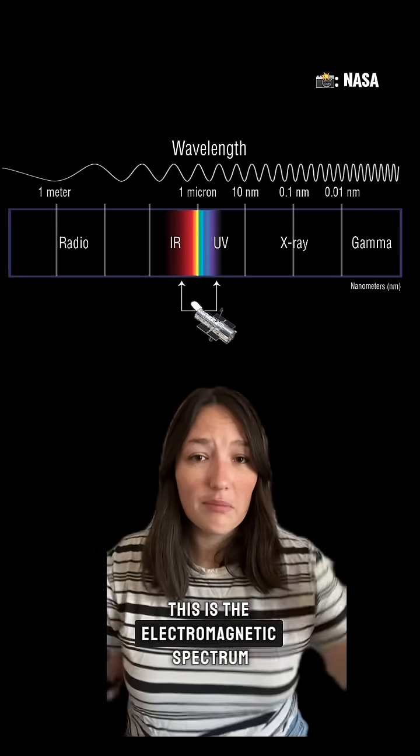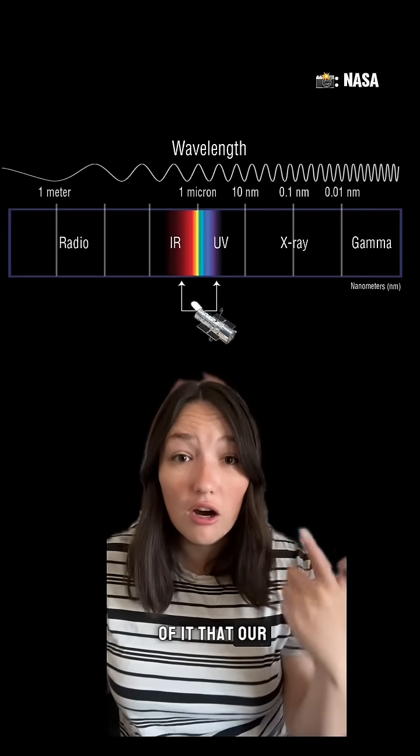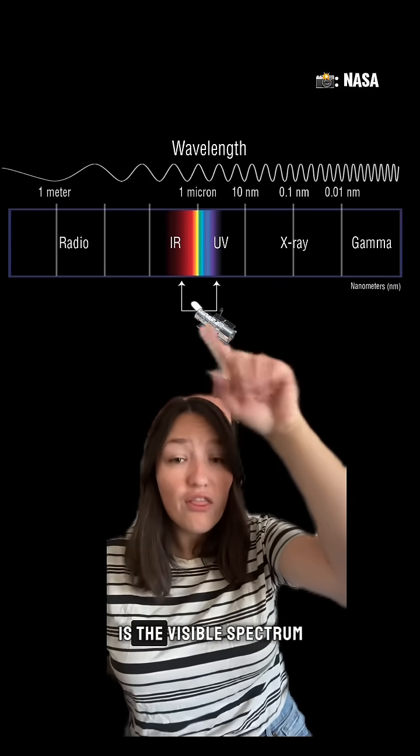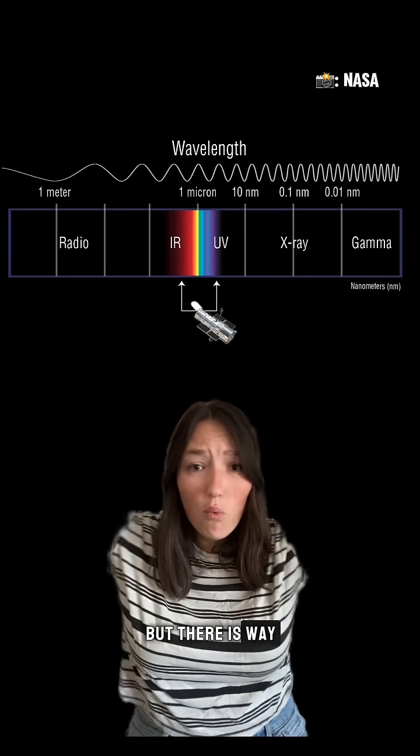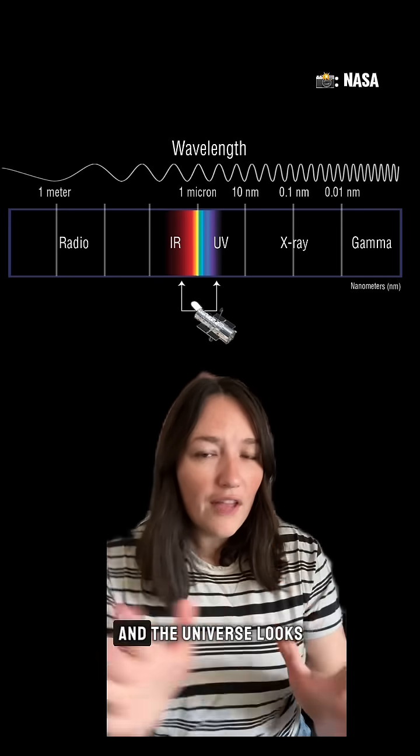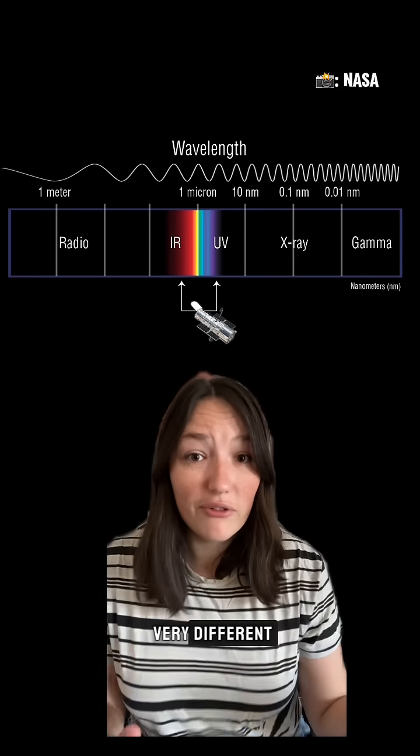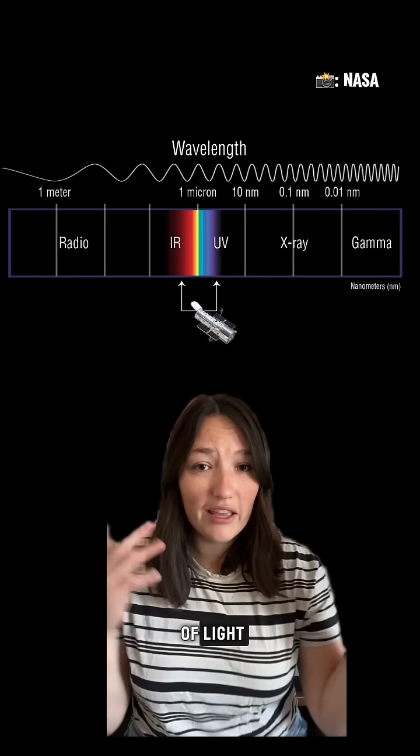This is the electromagnetic spectrum, and the little bit of it that our eyes are sensitive to is the visible spectrum, but there is way more than that out there. And the universe looks very different depending on what wavelength of light you're looking at.